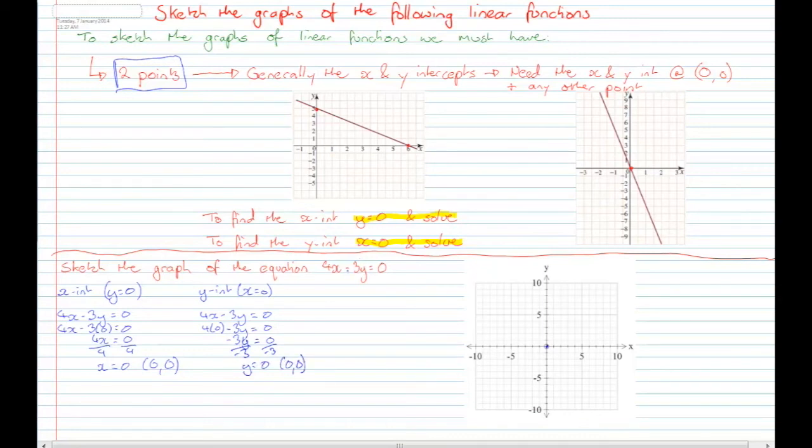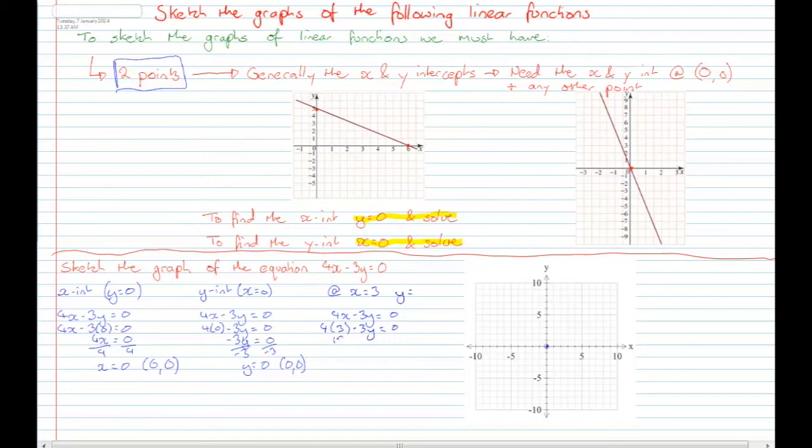So I'm going to substitute in 3 for x. Therefore, at x equals 3, y will be, you've got 4x minus 3y is equal to 0. Make x equal to 3 now, so you get 4 bracket 3 minus 3y is equal to 0.